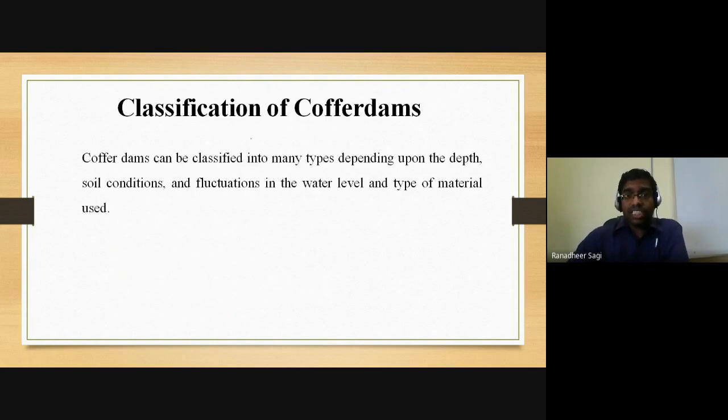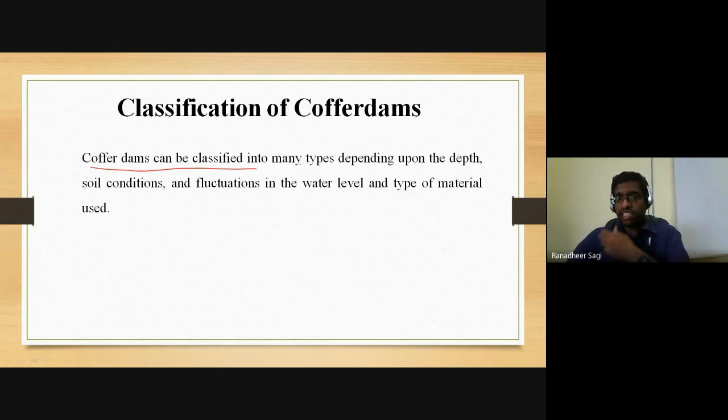And how do we classify these cofferdams? Cofferdams can be classified into many types depending on the depth criteria, depending on the soil conditions, depending on the fluctuations of water table or water levels in the particular area in which you are taking up the construction of the cofferdam, and it also depends on the type of materials which you are going to be using.